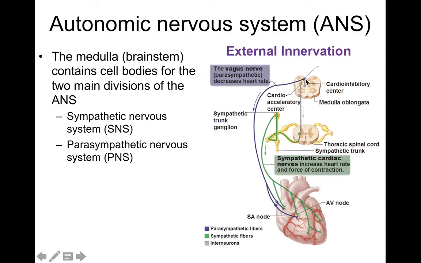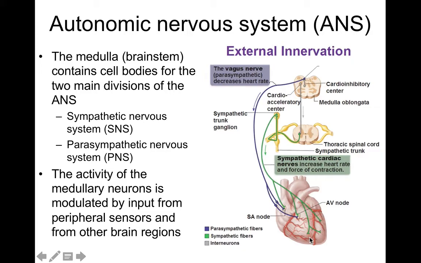Later slides. Just on the slide here we can see the vagus nerve is the main nerve for the parasympathetic nervous system, coming down from the brainstem, the medulla, and it innervates the SA node and the AV node predominantly, whereas the sympathetic nervous system, also coming from the medulla and the brainstem, comes down through the spinal cord and then through some ganglions, and also targets the SA node, AV node, and the heart muscle itself.